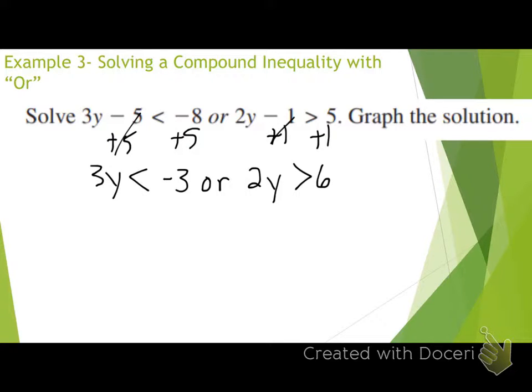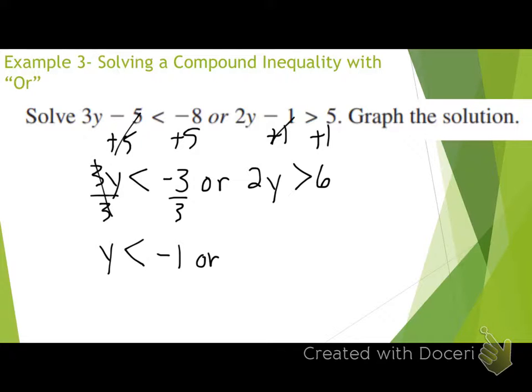Okay, first inequality again. What's my next step to get y by itself? Divide by 3 on both sides. Got y on the left. Negative 3 divided by 3, negative 1. Symbol flip or stay? Stay. Bring your word or down. Am I moving too fast?